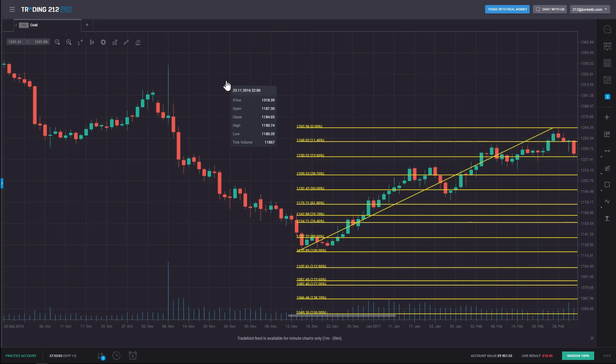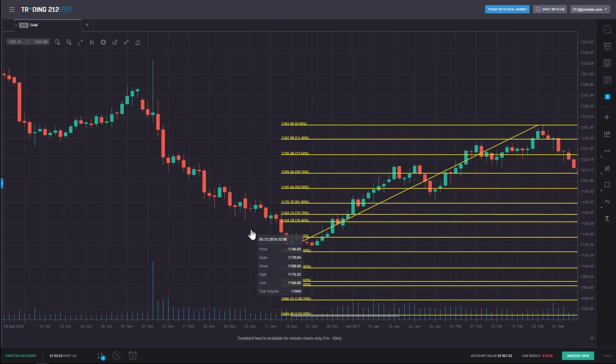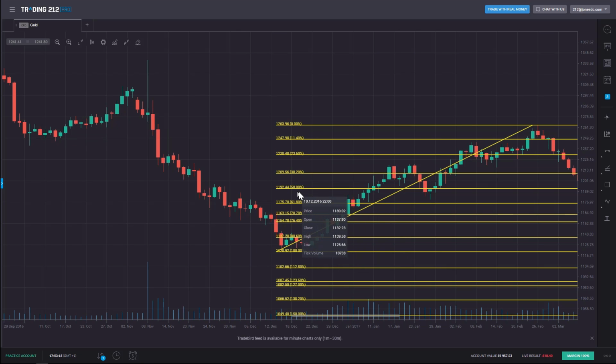So the market's selling off. So we're on the 23.6 level now. That's broken, it's gone through that. So the next one to watch for support is the 38.2 at 12.09. That's gone again. We can see it breaking through. And the next level we're looking at is 50%.